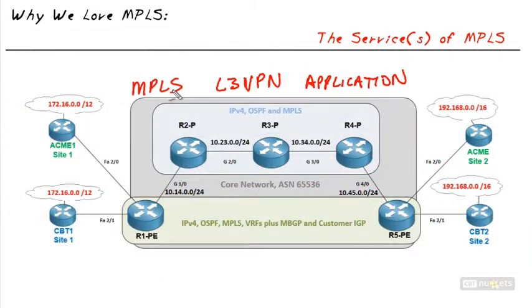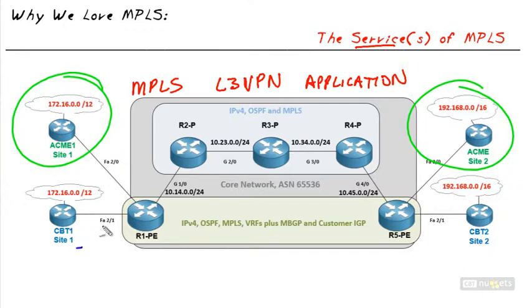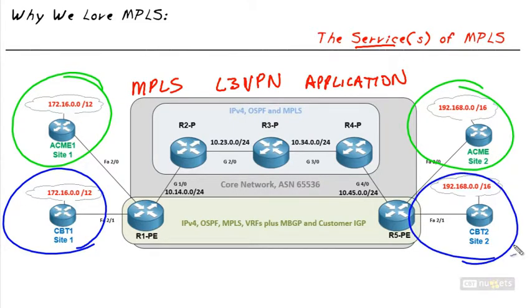Here's an example of a topology that's using MPLS Layer 3 VPNs. Again, that's just one of the many services that MPLS makes possible. So here we have Acme at site 1 and Acme at site 2. We've got CBT at site 1 and CBT at site 2. At site 1, Acme is using this address space, and at site 2, they're using this address space. And CBT, at their site 1, happen to be using the exact same address space, and it's our responsibility as a service provider to make sure all that routing information stays separate, or private, between those two customers. We don't want those routes accidentally mixed up between the two different customers.